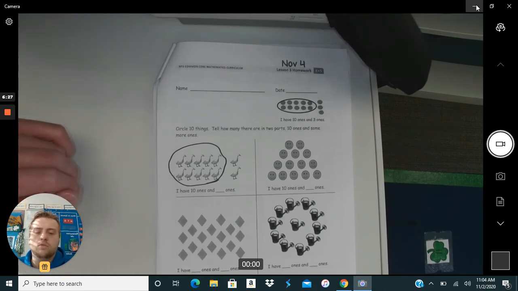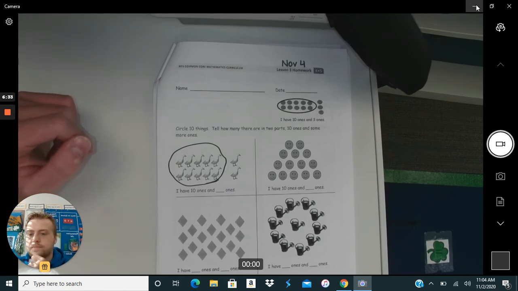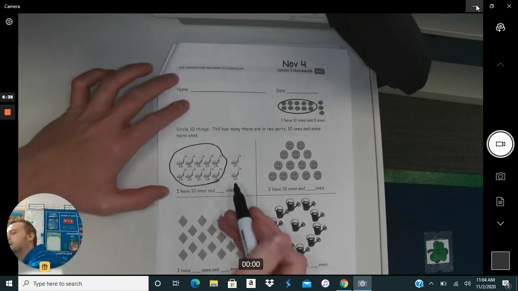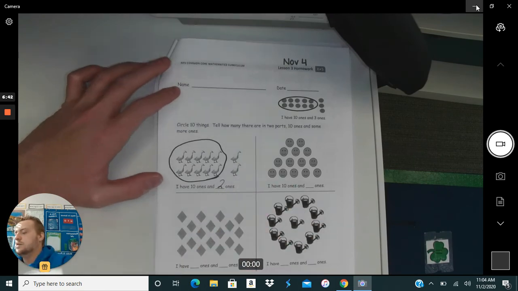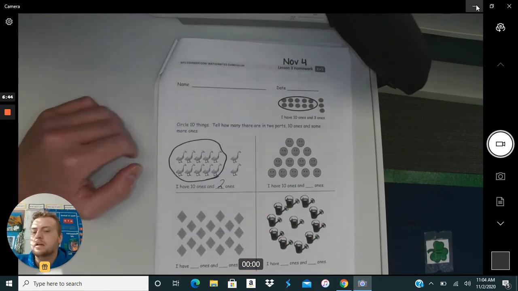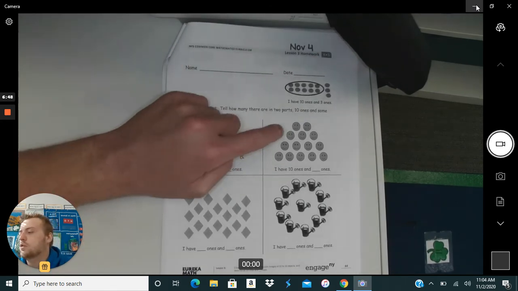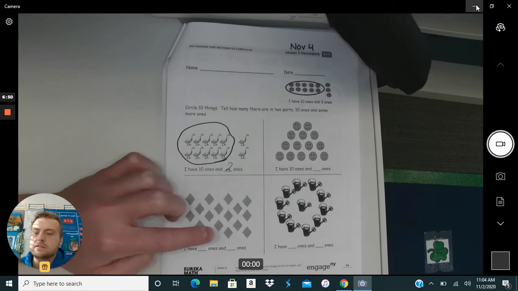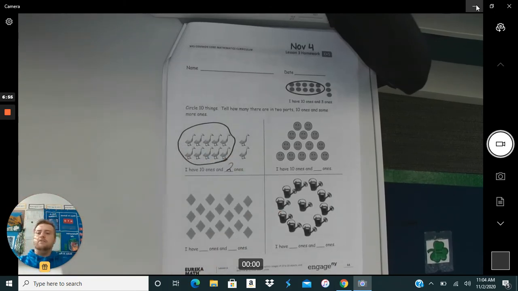And how many leftover geese are outside of the circle? I'll give you a few seconds. Awesome. So we have 2. 1, 2. So we're going to put the number 2 right there. Okay? So you are going to do that very exact same thing for the smiley faces, the diamonds, and the water pail here.